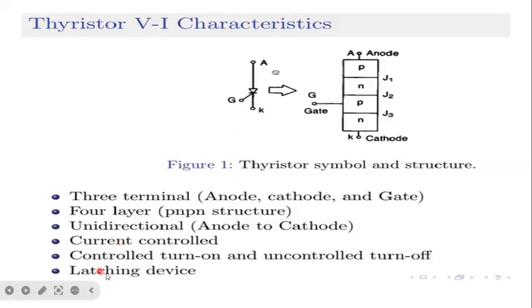And finally, it is also called a latching device. Latching device means once a triggering pulse is given to the SCR, it is turned on, and even if the triggering pulse is removed, it remains in conduction mode. Understood? So when a gate pulse is given to this device, it is turned on and stays in conduction even if the gate pulse is removed. That's why it's called a latching device.